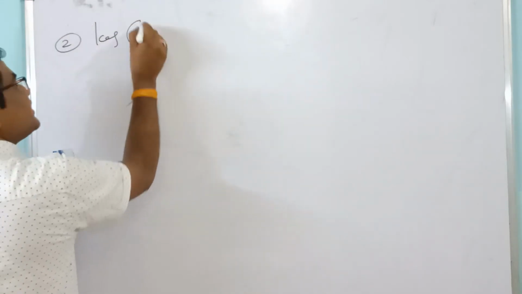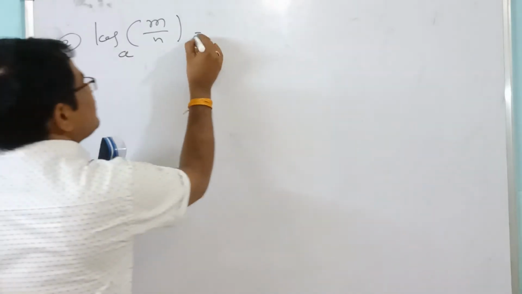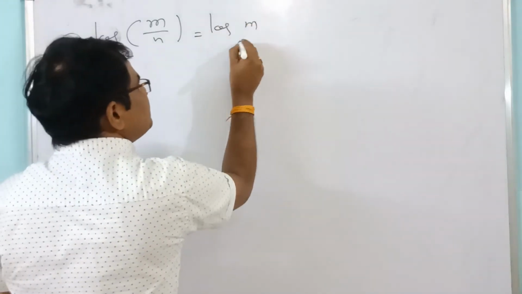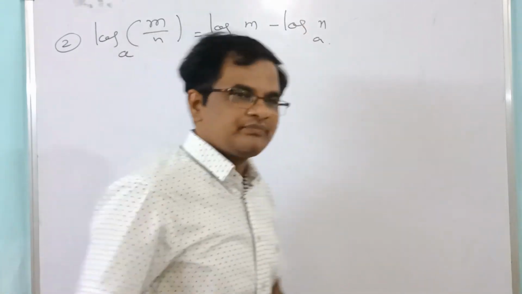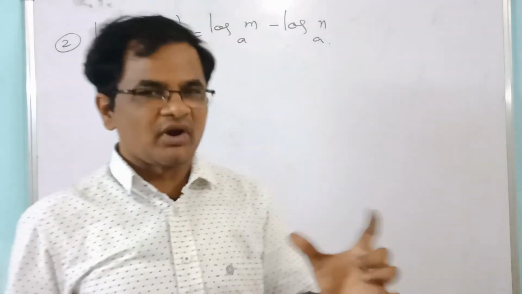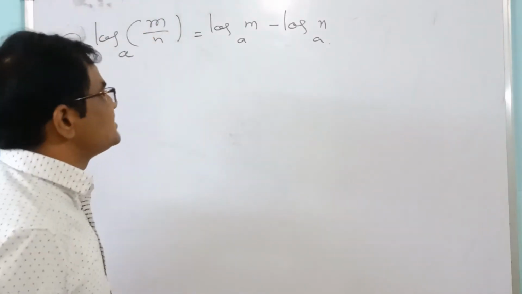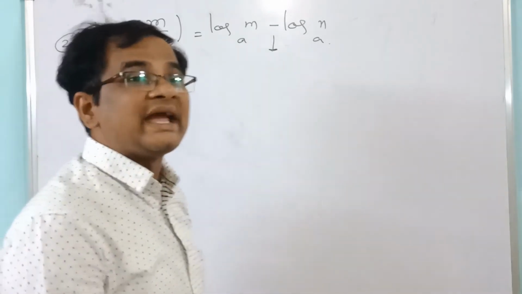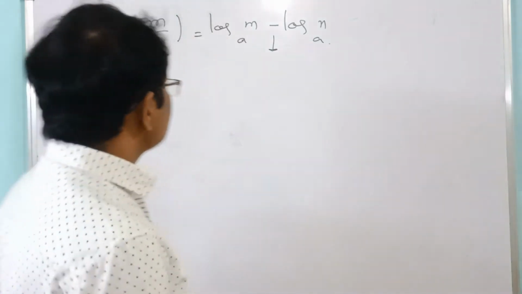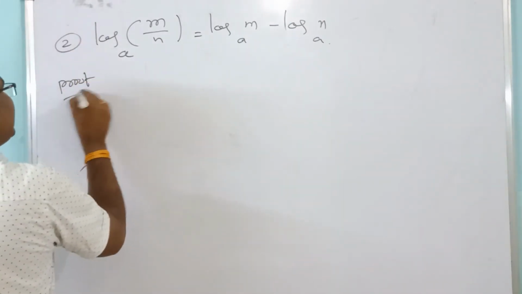Log of m by n to the base a equals log m to the base a minus log n to the base a. Listen, the previous one is the product rule; here it is the quotient rule, meaning division, m by n. So here what you are getting is minus, right? Here also, if you want a proof, you can take it like this.